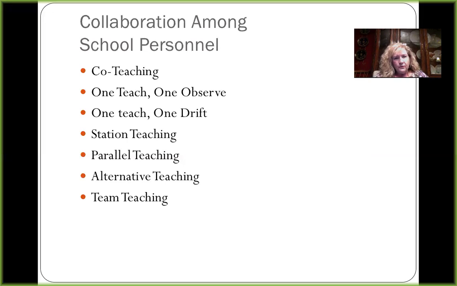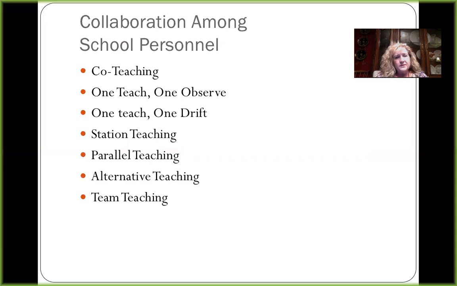We've all heard of co-teaching, but what does that really look like in a classroom setting? We've got one teach, one observe. Obviously from the description there, one teacher is doing the active teaching, while one is doing more observation of students. The next one is one teach, one drift. That's pretty self-explanatory as well.